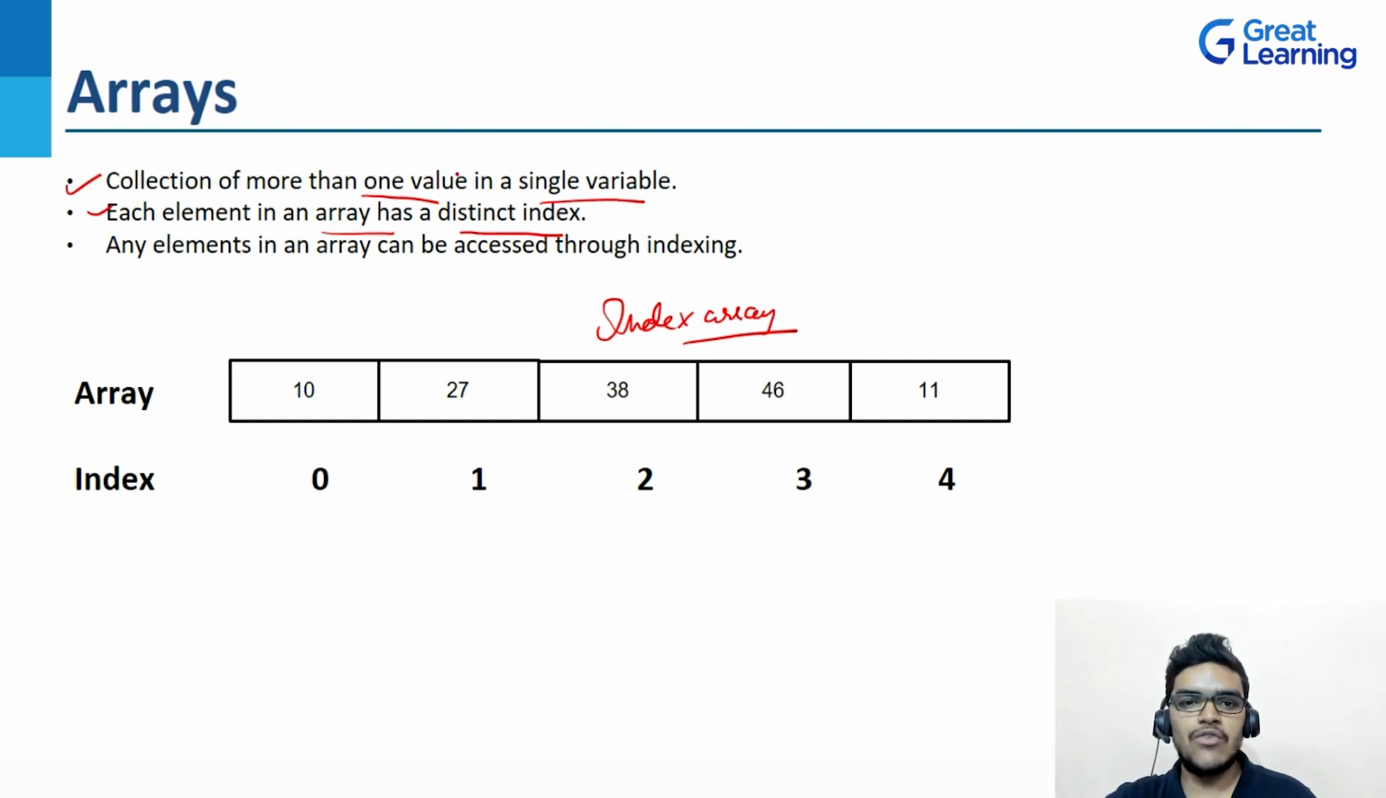So you can see that in the formal definition, array is a collection of more than one value in a single variable. So here you can see that we are having multiple integer values, and as I told you, the indexing will start from 0. So this is at the 0th position, this is the first position, this is the second one, third one, and similarly fourth one, right? And if you want to access any value then you can access it through indexing. So coming to the third point, it is written that any element in an array can be accessed through indexing. Suppose that if you want to print 11, then you can do it through indexing.